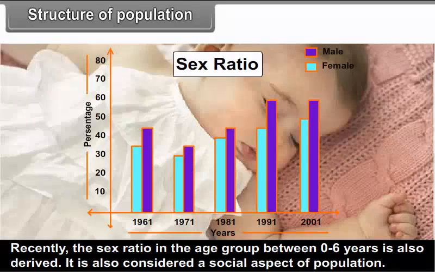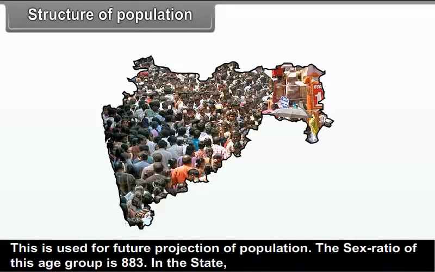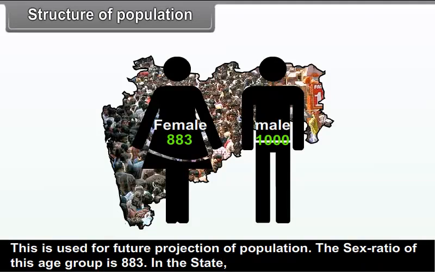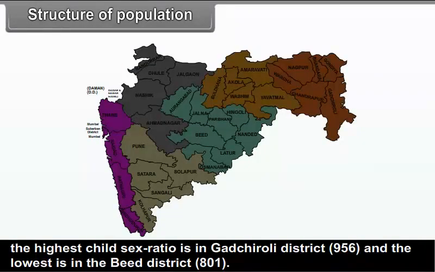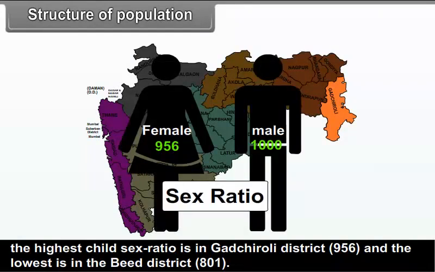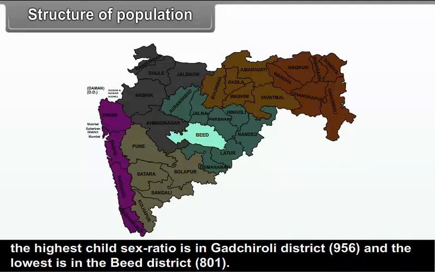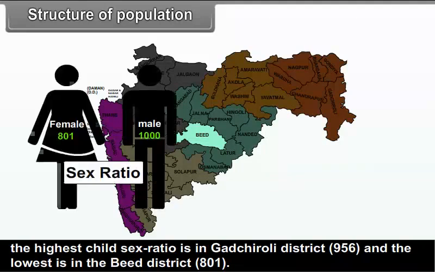Recently, the sex ratio in the age group between 0 to 6 years is also derived. It is also considered a social aspect of population. This is used for future projection of population. The sex ratio of this age group is 883. In the state, the highest child sex ratio is in Gadchiroli district, 956, and the lowest is in the Beed district, 801.